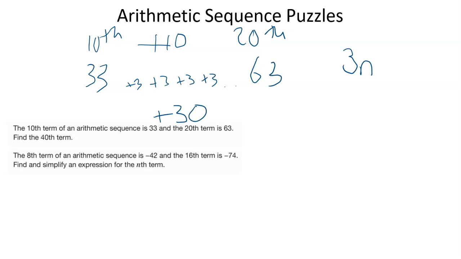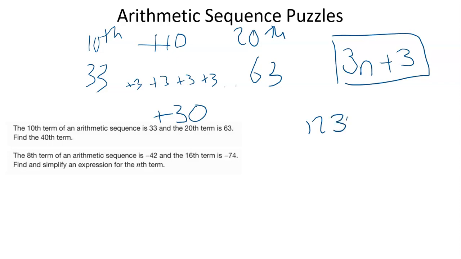And now, because I know the 10th term, I can just substitute in 10 and see what I get. 3 times 10 is 30. I want 33, so I'll just put that plus 3 in, or sometimes it's take away, just to fix it. This nth term rule will now work for any number I want, and I want the 40th. So I can just do 3 times 40 is 120, add the 3, so the answer is 123. Nice and easy.